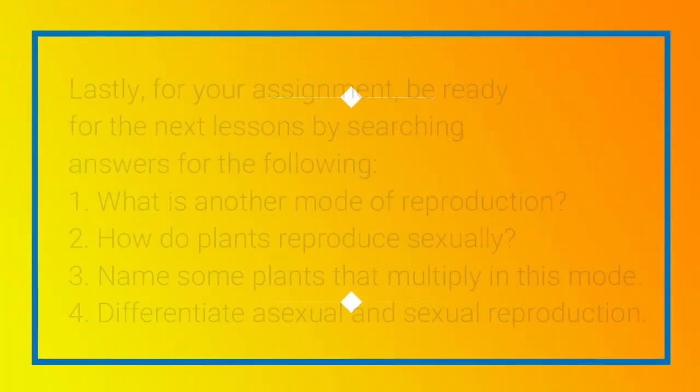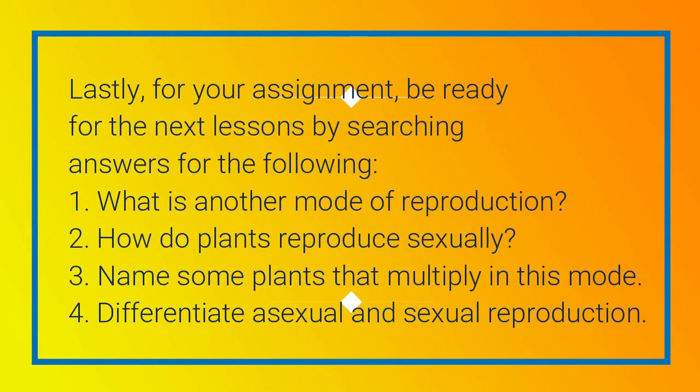Lastly, for your assignment, be ready for the next lesson by searching answers for the following questions. Number 1. What is another mode of reproduction? How do plants reproduce sexually? Name some plants that multiply in this mode. Differentiate asexual and sexual reproduction.